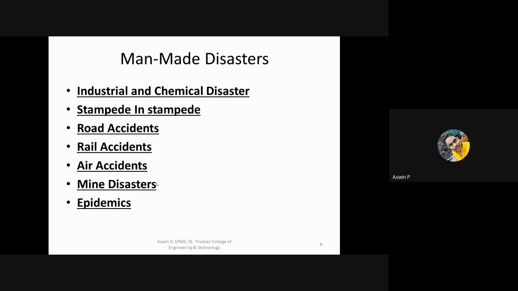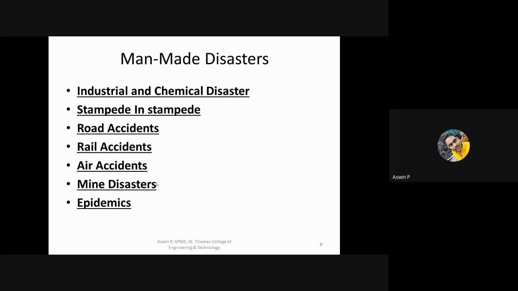One is industrial and chemical disaster, and stampede. What is that? That's a very important term. Stampede, you can Google it. This is a crowd disaster. We have experienced the festival disasters due to overcrowding. All crowd disasters can be expressed as stampede. So when a crowd gathers, there is a chance of disaster and loss of life. And this is an important man-made disaster.